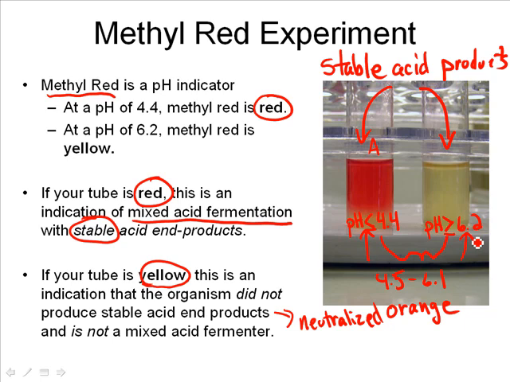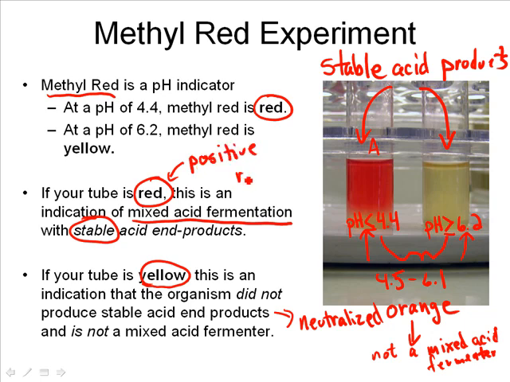So, the absence of red does not mean the organism did not ferment. Now, it's certainly possible the organism did not ferment, but the organism may have fermented but neutralized its acid end products. So now what does it mean if your tube turns orange? If your tube turns orange, that's an indication that it's not a mixed acid fermenter. While the pH did not approach 6.2, while the pH did not get all the way back to a neutral pH, it has still begun the process of neutralizing those acids. Therefore, that color will be orange in the tube. So the only definitive positive result here is if the tube turns red.